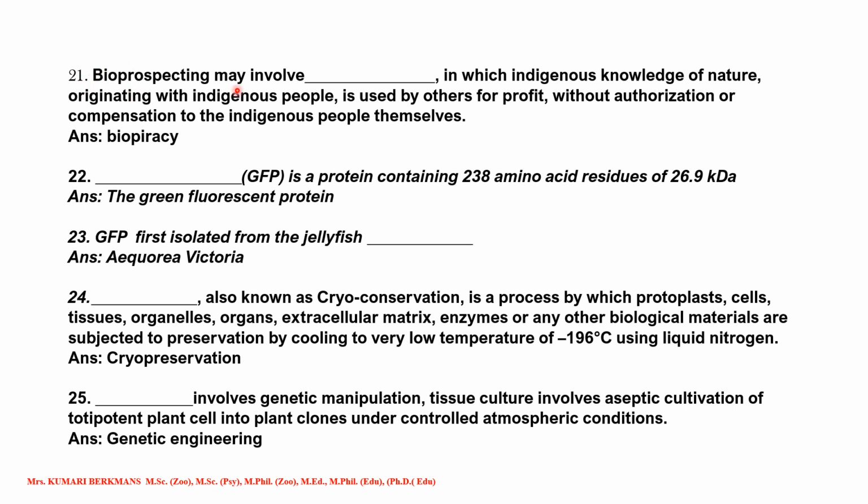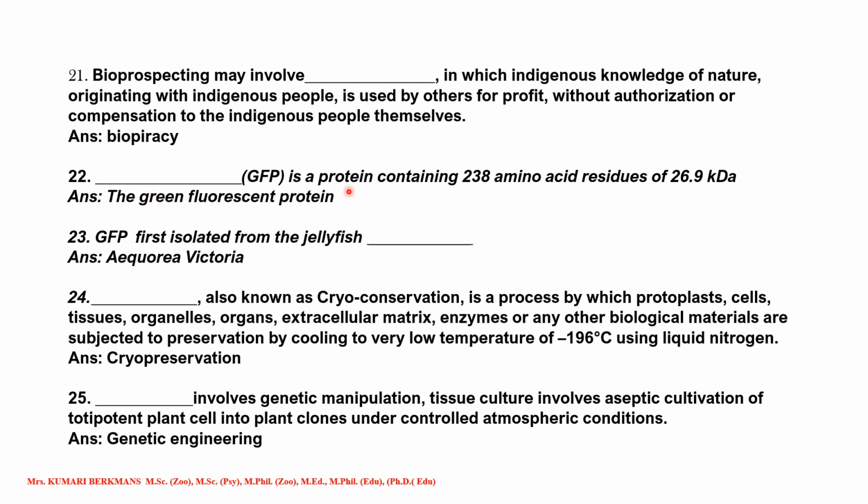21. Bioprospecting may involve dash, in which indigenous knowledge of nature originating with indigenous people is used by others for profit without authorization or compensation to the indigenous people themselves. Answer is biopiracy. What is piracy? The indigenous knowledge of nature is used by others for profit without authorization or compensation to the indigenous people. It is called biopiracy.